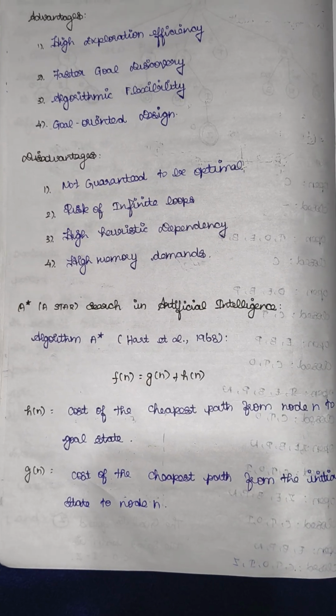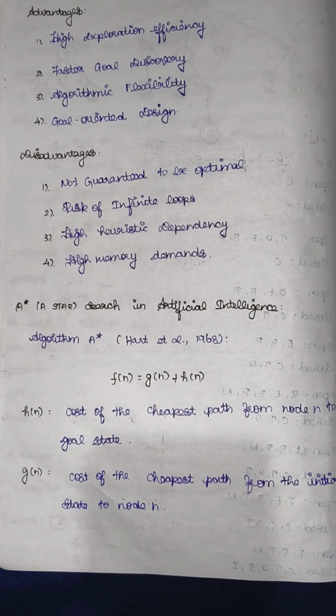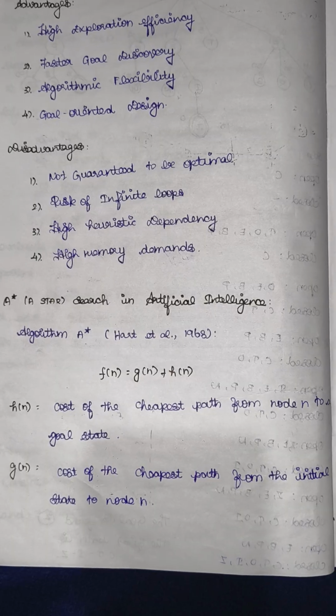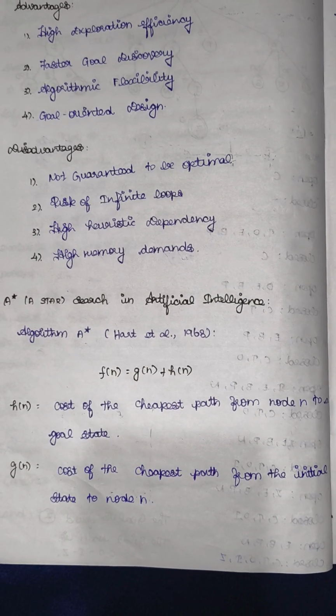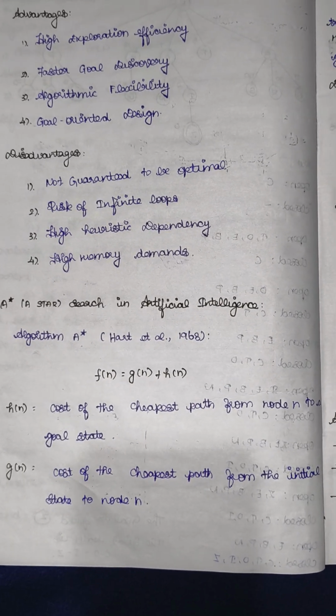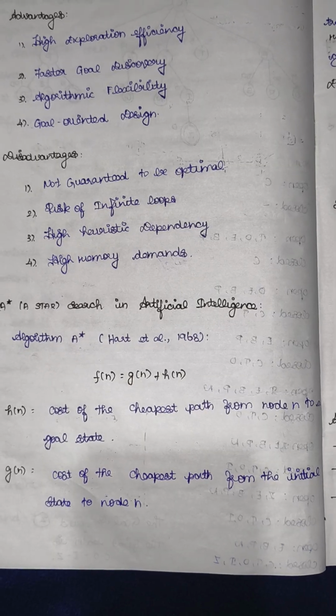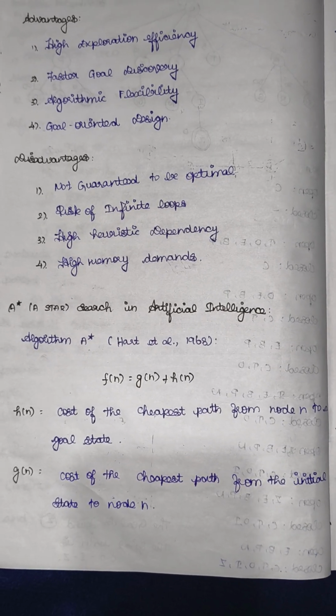Hi all. Today let us discuss the A star search algorithm. That is one of the most important algorithms that comes under best first search. It is also important in informed search algorithm strategies.